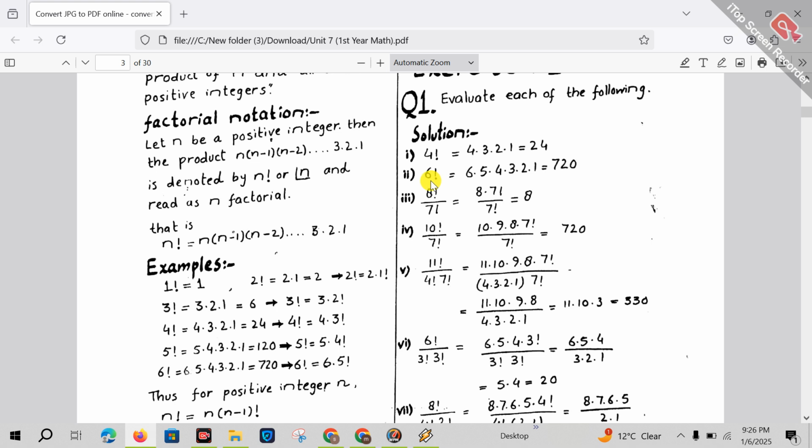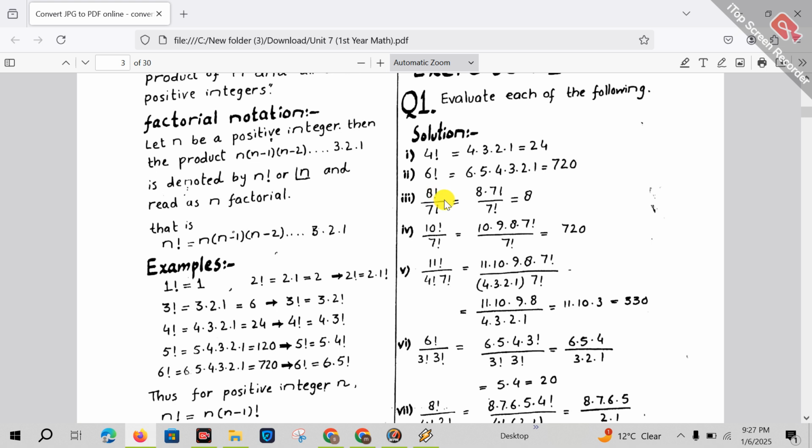In the similar way, we can see that 6 factorial is equal to 6 multiplied by 5 multiplied by 4 multiplied by 3 and multiplied by 2, and lastly when we multiply by 1, it makes no difference. This is equal to 720.